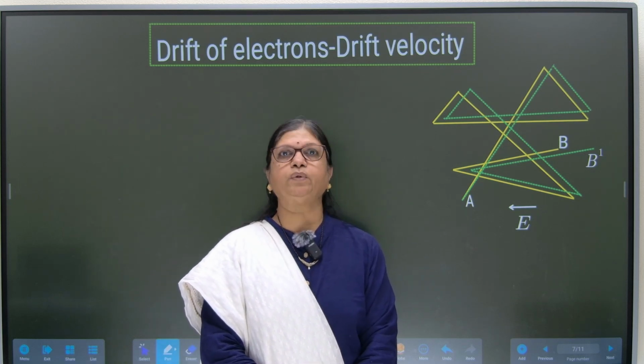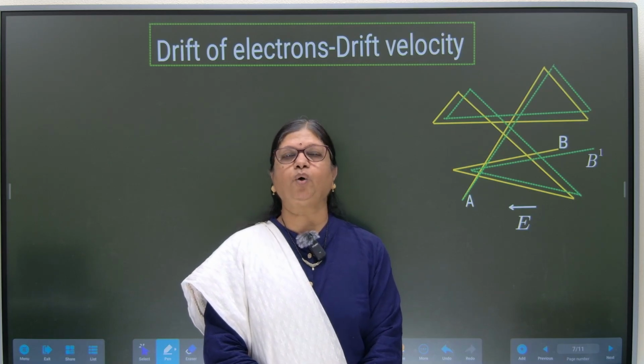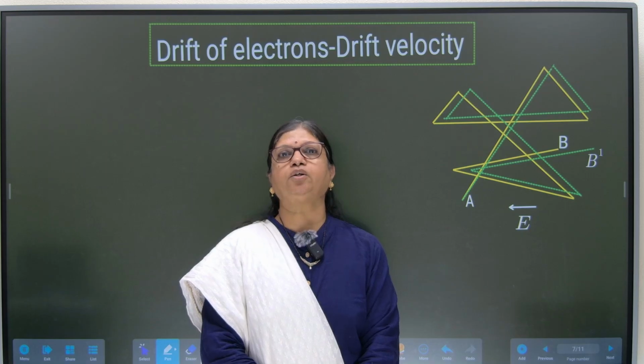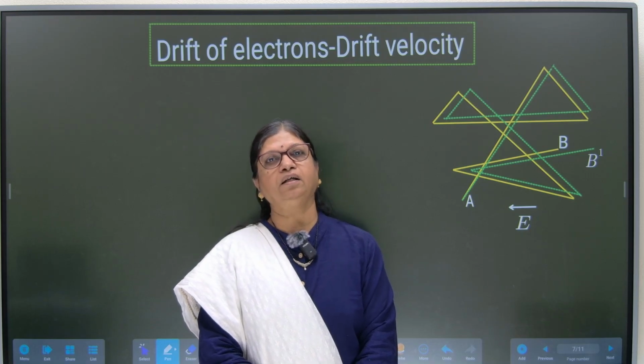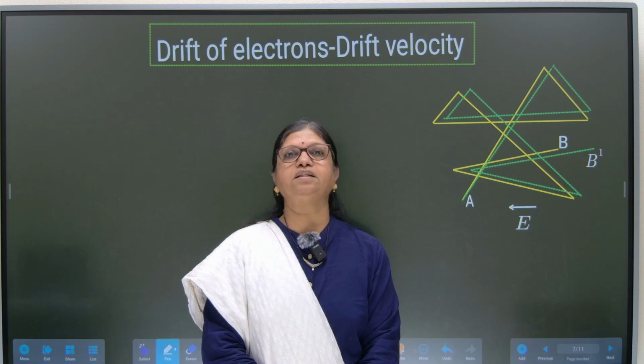Let us continue with chapter number 3 and discuss the topic of drift velocity of the electrons in a conductor, and related topics like current in the conductor and the mobility of a charge carrier in this video.